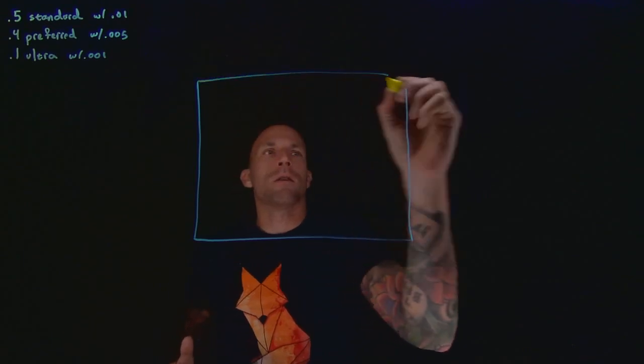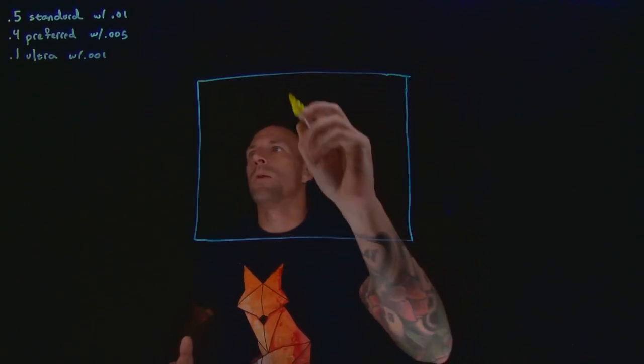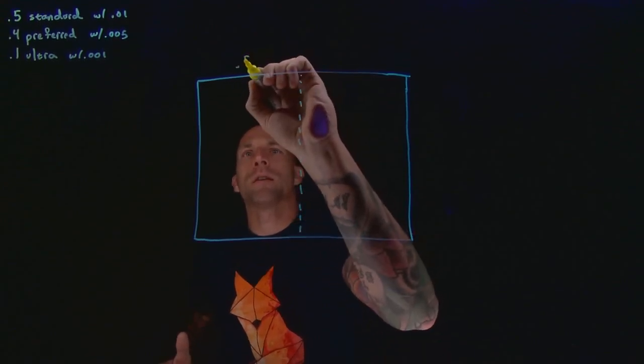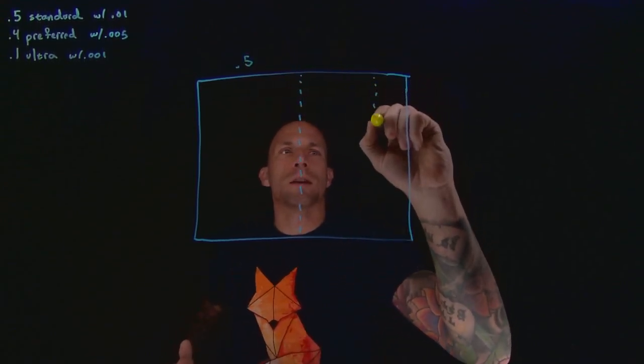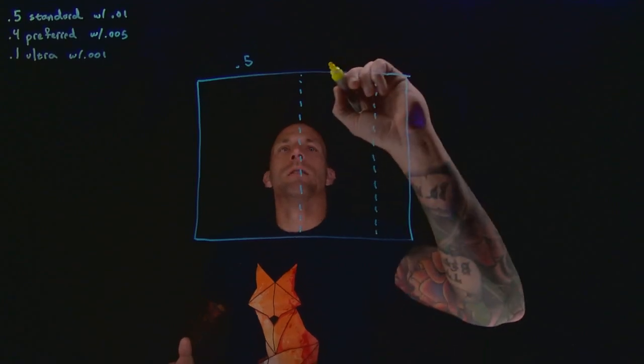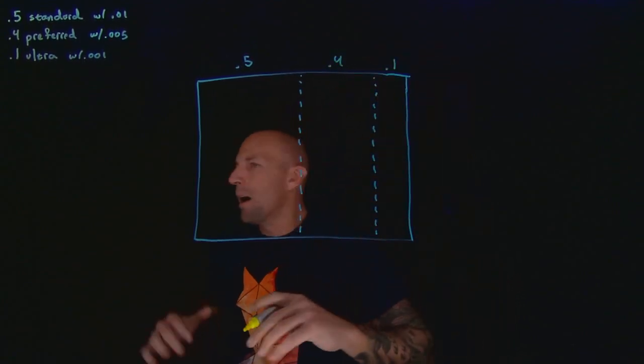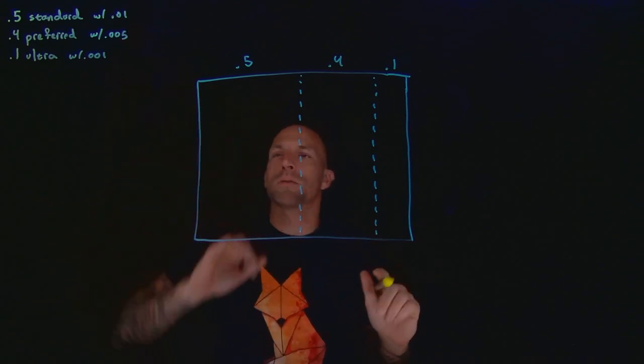And here are all of our insureds. We've got 50% of them are standard, 40% are preferred, and then 10% are ultra. And then, of course, this is not to scale. We've got some very small fractions here.